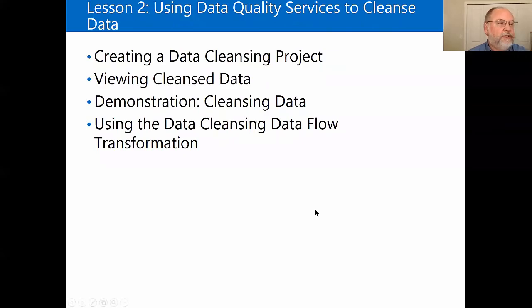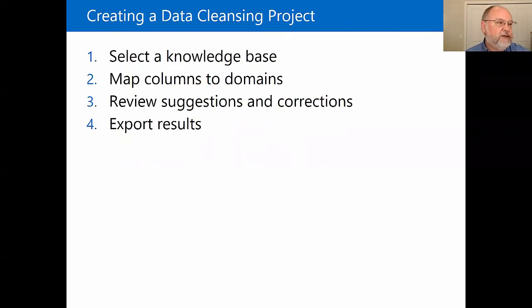And now we're going to create a project to cleanse our data. It's pretty straightforward, and I'll show you how to do this in just a second. But you're going to select a knowledge base. You're going to create a project. You're going to tell it that it's a data cleansing project because we haven't gotten to data matching yet. We'll map our columns to our domains just like we've already done. This time, though, instead of knowledge discovery, we're going to be actually running this. So we'll point to our real data and we'll let it run, and we'll take a look at what suggestions it made, the corrections it's supposed to make. And then we can either approve or reject those corrections, and then we export it.